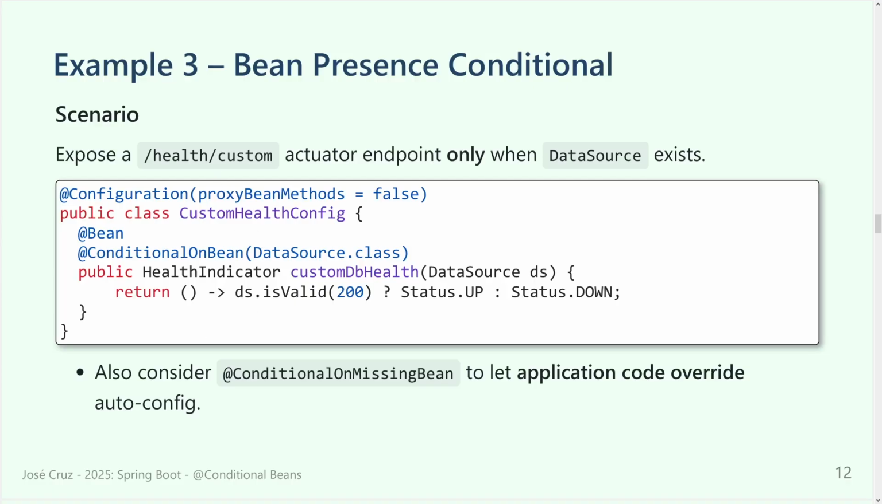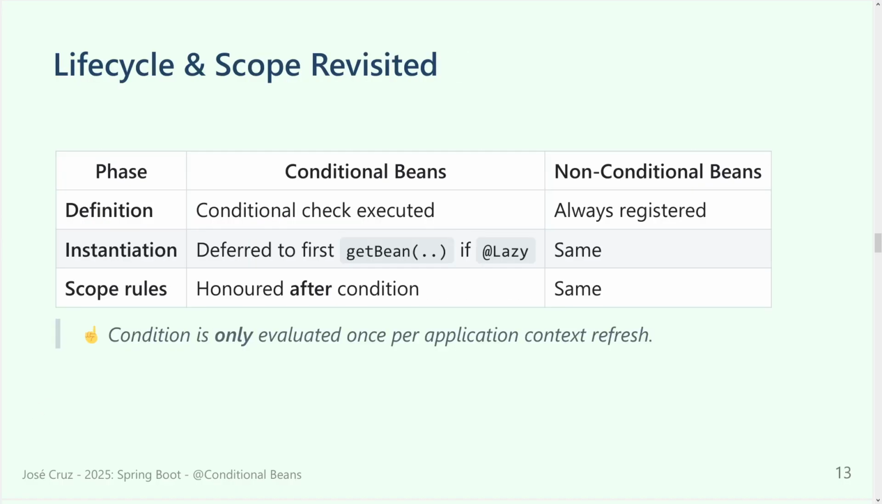For the health, okay, if you have a data source, I want to check if it's valid or not. If the data source is valid, I will display status up, otherwise it will be status down. You can also consider conditional on missing bean to let application code override autoconfig. But I will explain in a moment what the missing bean is again.